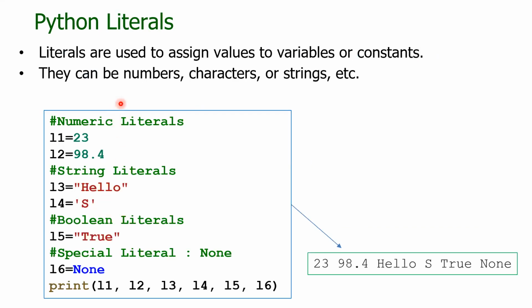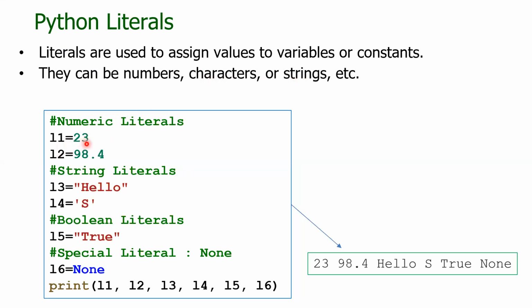The next one is Python literals, and literals are used to assign values to variables or constants. For example, consider a statement L1 equal to 23. So L1 here is called the variable name and 23 is called a literal. So literals are basically used for assigning values to variables or constants. They can be numbers, characters or strings.